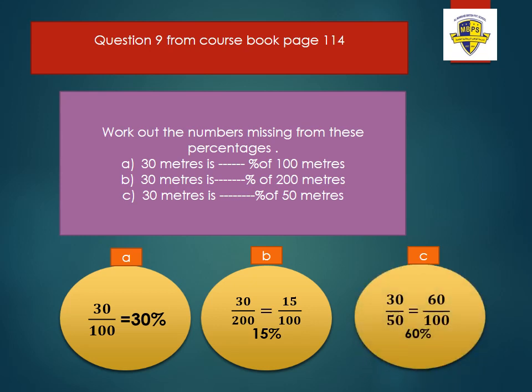C, I want to find the percentage of 30 out of 50. Here I will find the equivalent fraction for 30 out of 50, which is equal to 60 out of 100. How do I find the equivalent fraction? I multiply both the numerator and denominator by 2. I get 60 over 100, so the percentage is 60%.